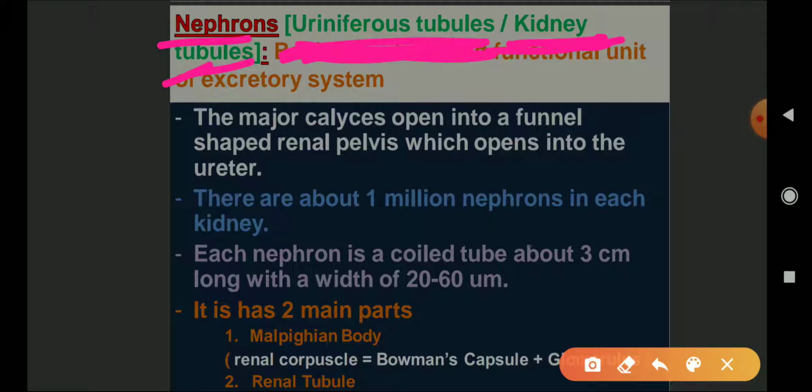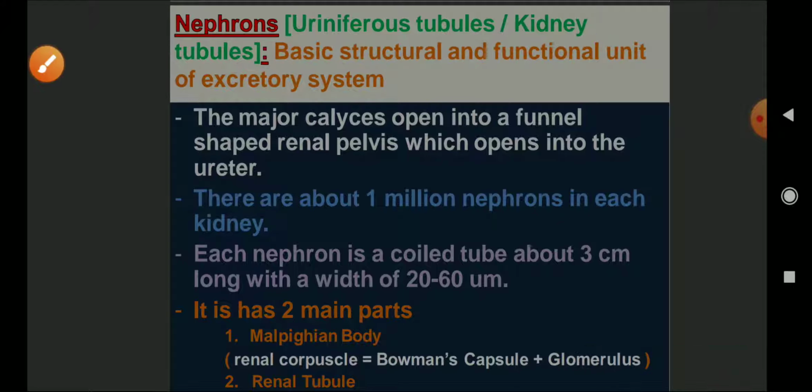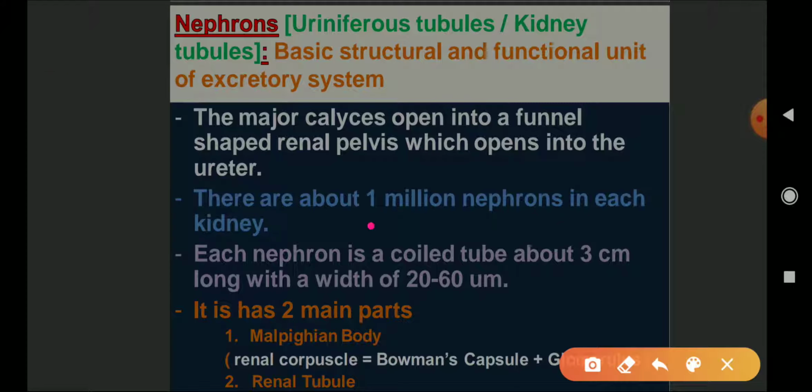Uriniferous tubules are the basic structural functional unit of kidney, or you can say kidney tubules, because they are hollow tube-like structures. There is a space which carries the urine after filtering the blood. The major calyces open into a funnel-shaped renal pelvis, which opens into the ureter. How many nephrons are there in each kidney? About 1 million nephrons are there in each kidney.